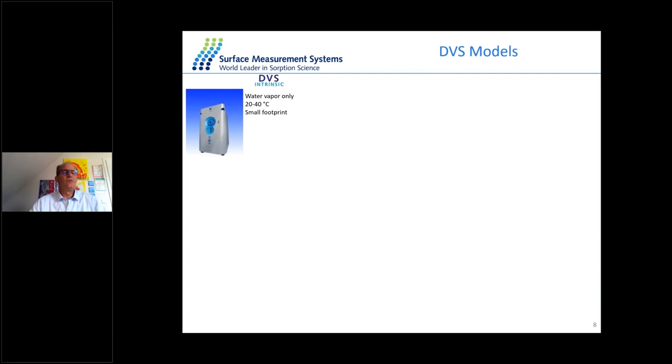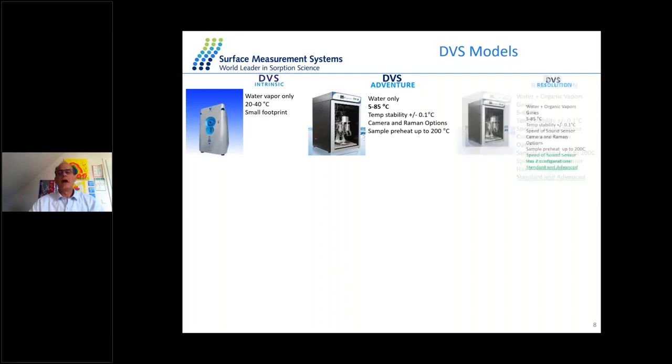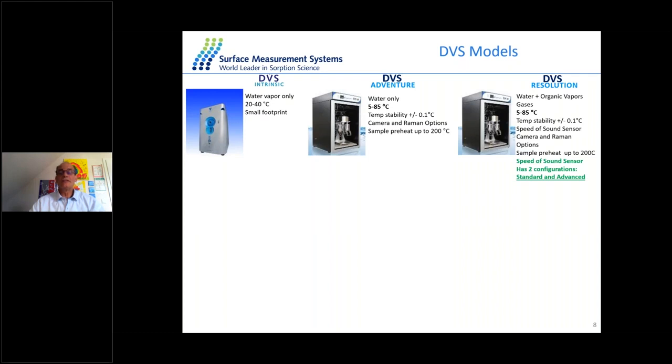Here you see in a few words the range. The DVS Intrinsic, that's our small guy. That's for water vapor absorption between 20 and 40 degrees. That would be more for the fuel cells market. The DVS Adventure covers a broader temperature range, 5 to 85 degrees for water absorption measurements. Then the DVS Resolution, which can also do organics.